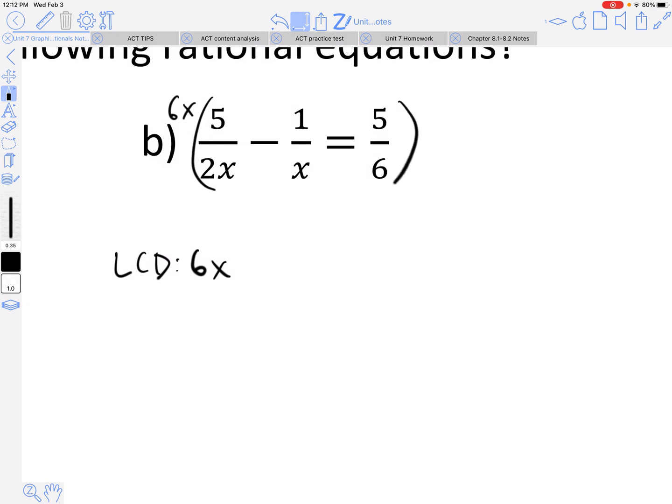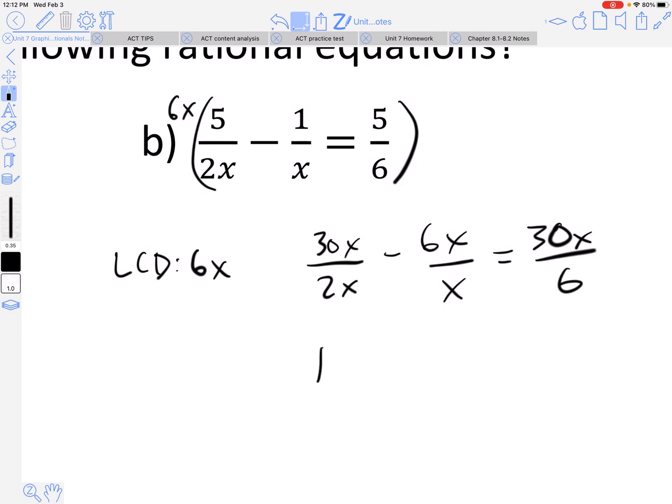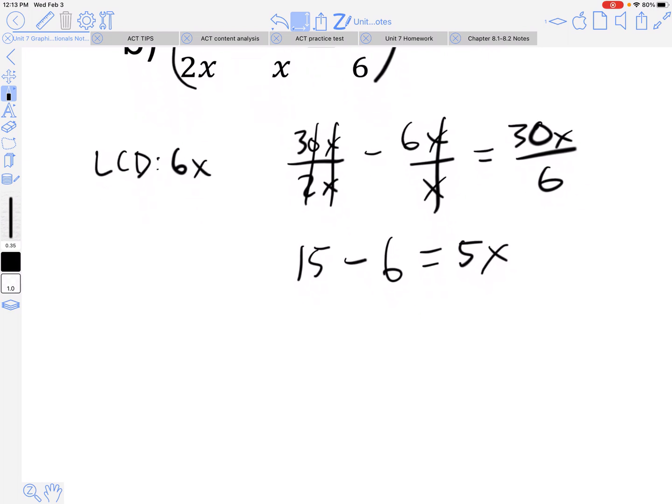So I'm going to multiply 6x through, which will give me 30x over 2x, not 20, 30x over 2x minus 6x over x equals 30x over 6. So 30 divided by 2 is 15. x divided by x is 1. So 15 times 1 is 15. Minus x divided by x is 1. So negative 6 times 1 is negative 6. And then 30 divided by 6 is 5x. Now 15 minus 6 is 9.